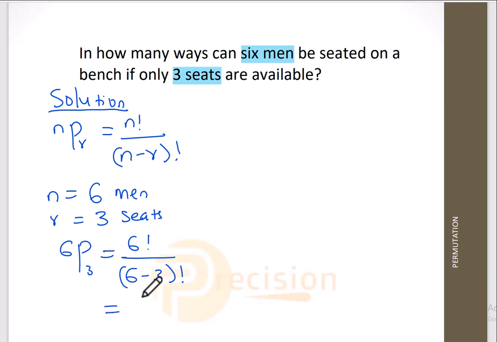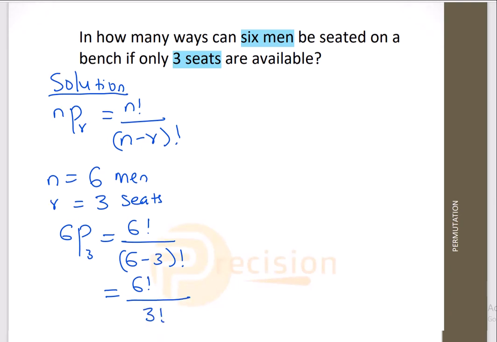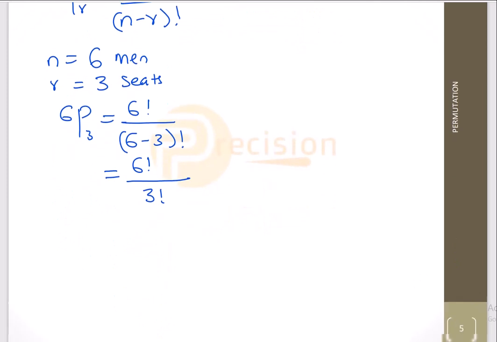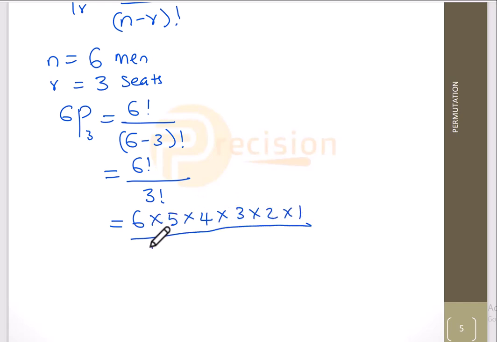6 factorial remains like that. So 6 minus 3 is what? 3 factorial. If you want to write notes, you can pause the video and take them before going down. So from here, let's break it down: 6 times 5 times 4 times 3 times 2 times 1, all over 3 times 2 times 1.